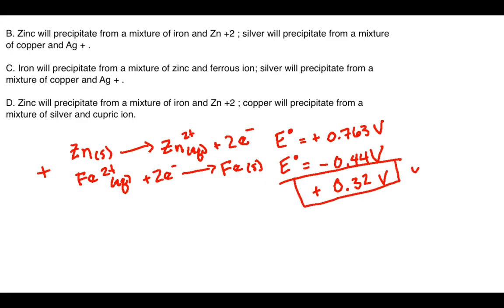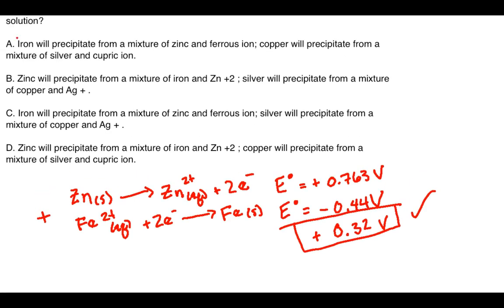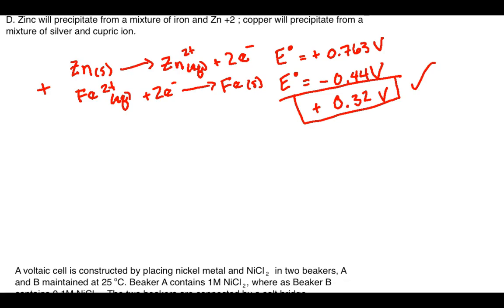And if I take a look at this, this is positive. So that means this would be a spontaneous reaction. So the first of the two selections that we're making here are legitimate. We can go up and make a mark for ourselves and say the iron, yes, this one is good. So now the question is, will the copper and the silver work out the same way? Let's go down and look.